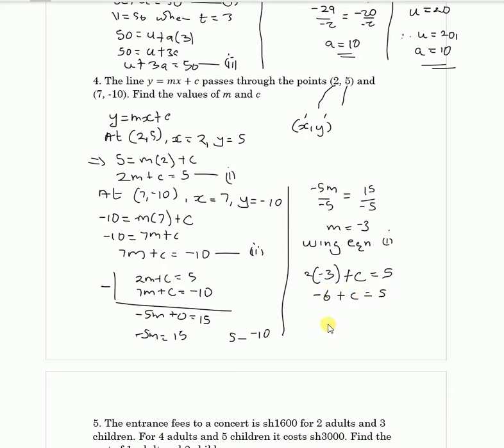Then c is equal to 5 plus 6. The 6 is crossing the equal sign from the left hand side to the right hand side. It becomes positive to get us this value of c as 11. So we have that m equal to negative 3. The conclusion: m equal to negative 3, c equal to 11. That is our answer.